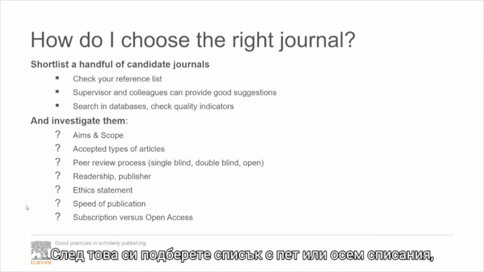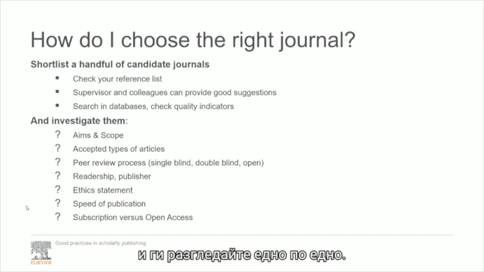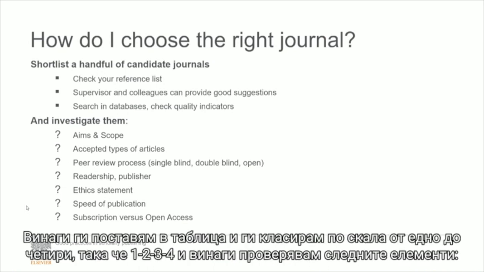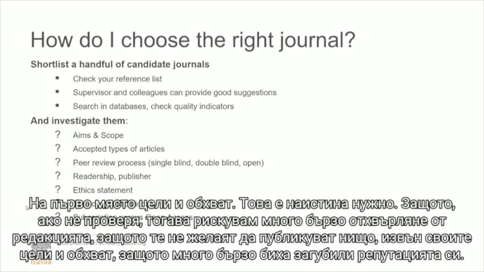And then when you have a list of, let's say, 5 journals or 8 journals, start investigating them one by one. I always put it in a table, and I grade them on a scale of 1 to 4, so 1, 2, 3, 4. And I always check these elements. So first of all, aims and scope. Does my paper really meet aims and scope?